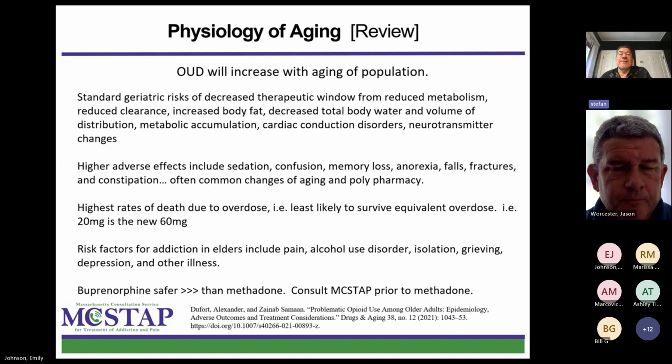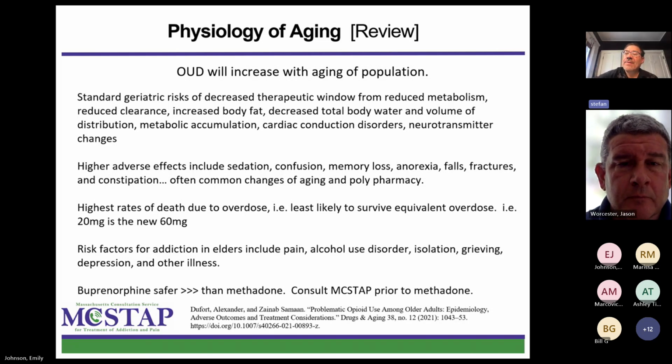In general, buprenorphine is considered to be significantly safer than methadone. If you are considering methadone, we encourage you to call us first because of its complicated pharmacokinetics, and it is an unusual medicine to use and requires a lot of expertise to do it comfortably with the most safety. Next slide.